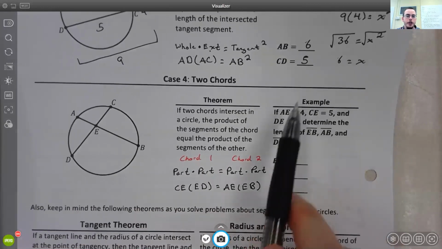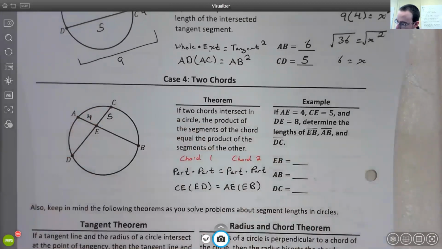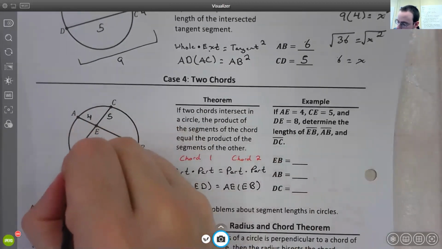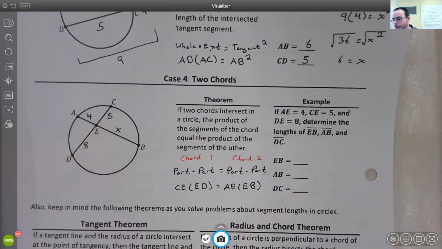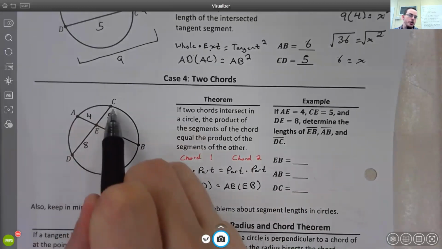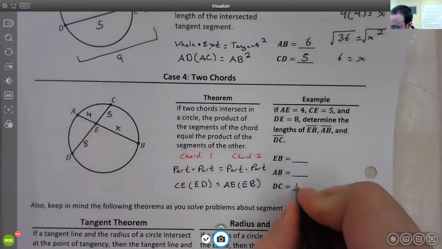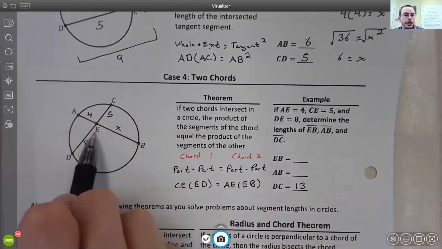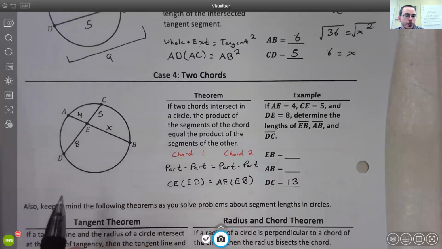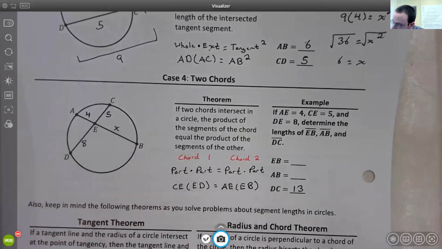So for example, if AE equals 4, CE equals 5, and DE equals 8, determine the lengths of EB, AB, and DC. Well, DC, we already know what the two parts of the chord are, and that would be 8 and 5, so DC is equal to 13. In order to determine AB, we first need to find EB, so we need to use our theorem, which states that part times part equals part times part.